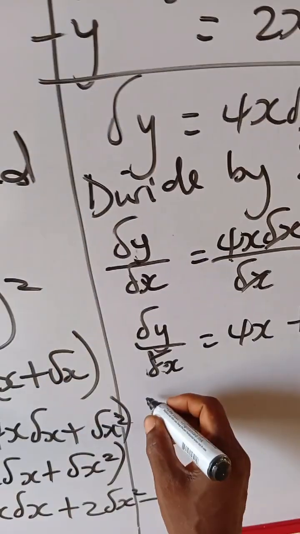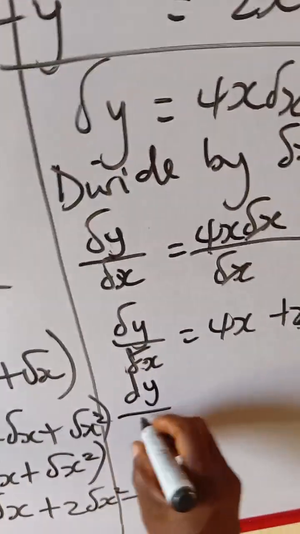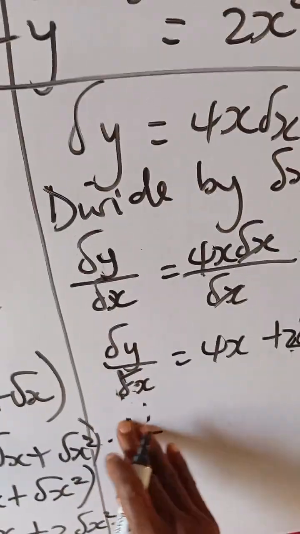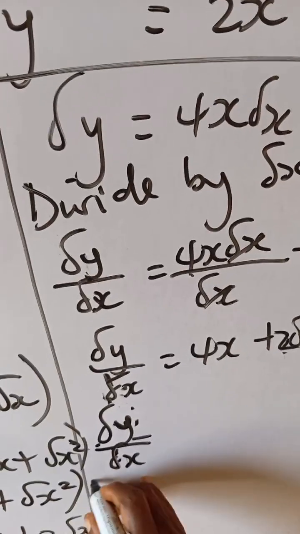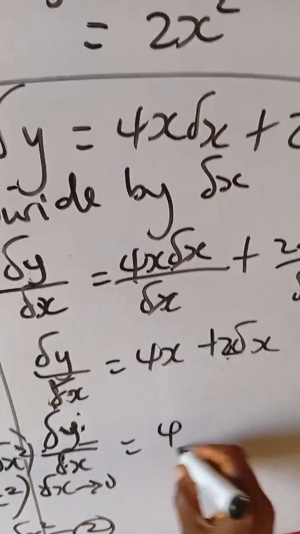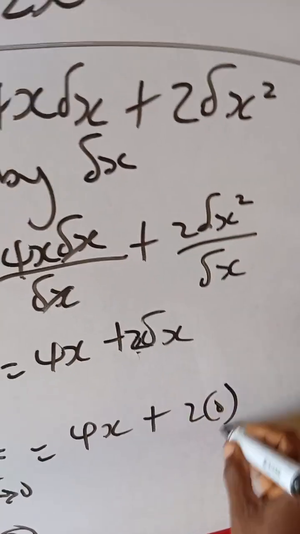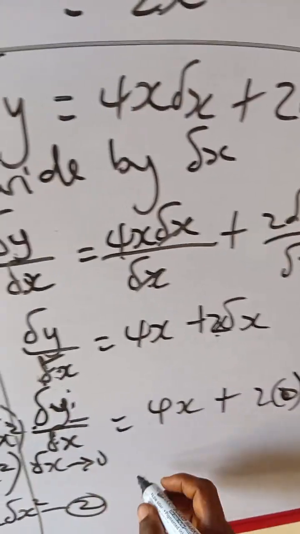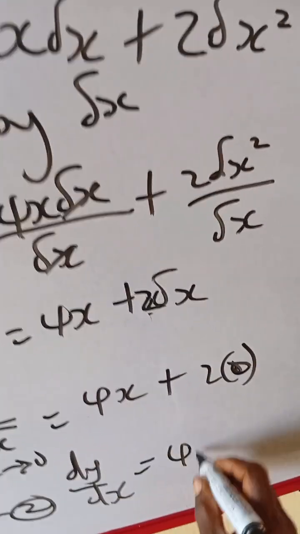Then I'll take the limit as small change in x tends to 0. So as this tends to 0, I'll now have 4x plus 2 times 0. So dy/dx is 4x.